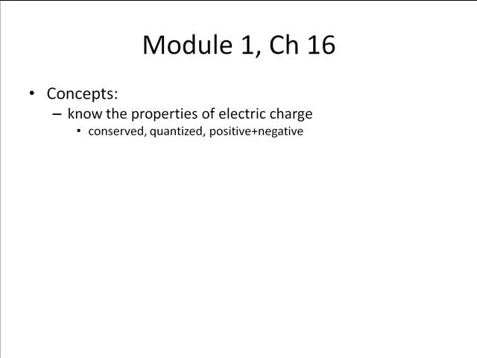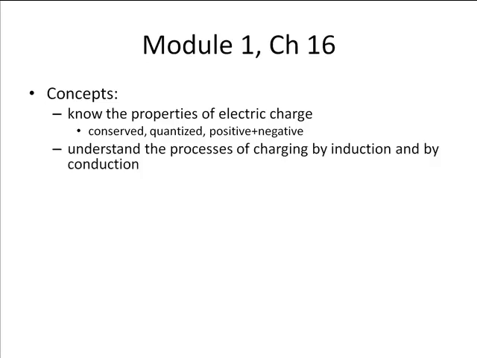So you need to know that electric charge is conserved. You can move charge from one place to another, but you can't create or destroy charge. Electric charge is quantized, which means it only occurs in increments of the charge on the electron, which is 1.6 times 10 to the minus 19 coulombs. So you can add a charge of 1 electron or 2 electrons, but not 1.5 electrons. You should also know that charges can be positive and negative. There's 2 types of charge.